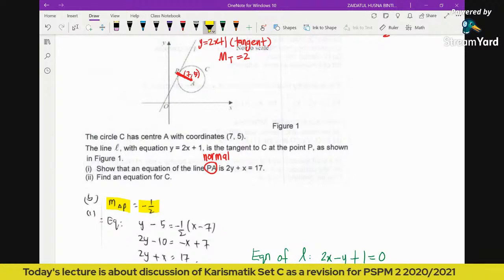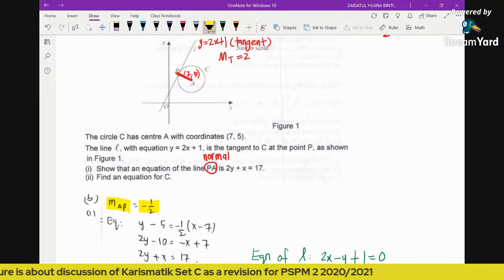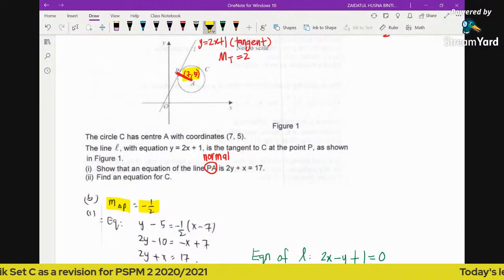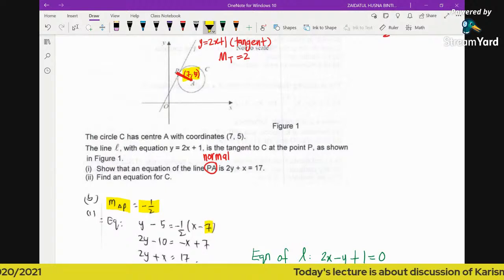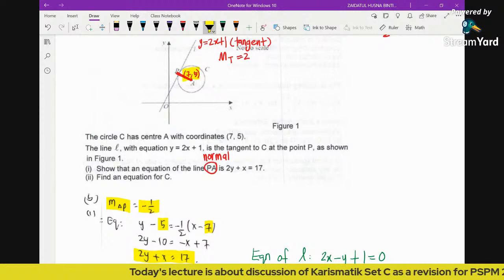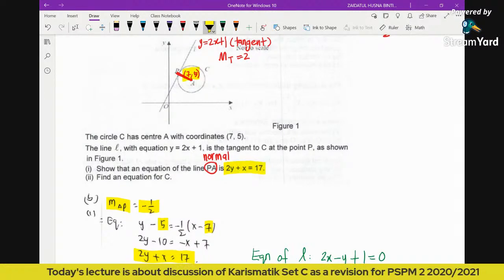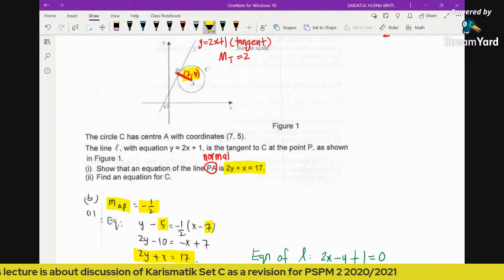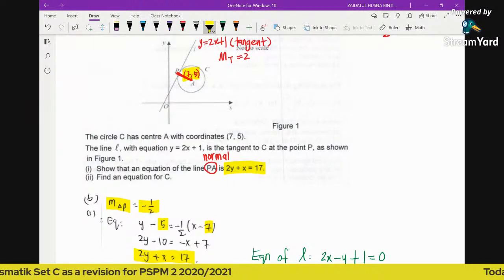Not only that, we also know that the normal passes through this point. The normal also passes through the center. So we can just substitute the center here, 7, 5, and from there you will get the equation of normal. So now it's shown. Then find equation of C. How to find equation of C? Now we only have the center.